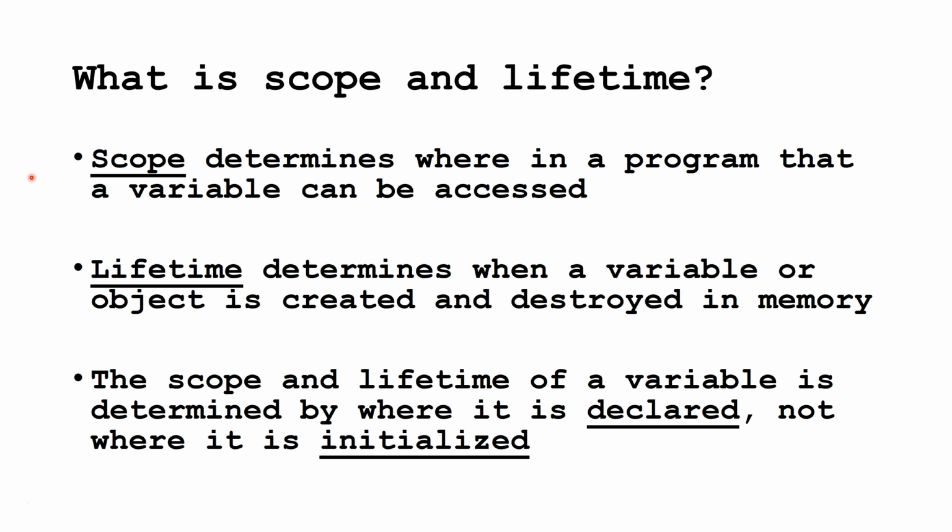Scope determines where in a program that a variable can be accessed. Lifetime determines when a variable or object is created and destroyed in memory. The scope and lifetime of a variable is determined by where it is declared, not where it is initialized.